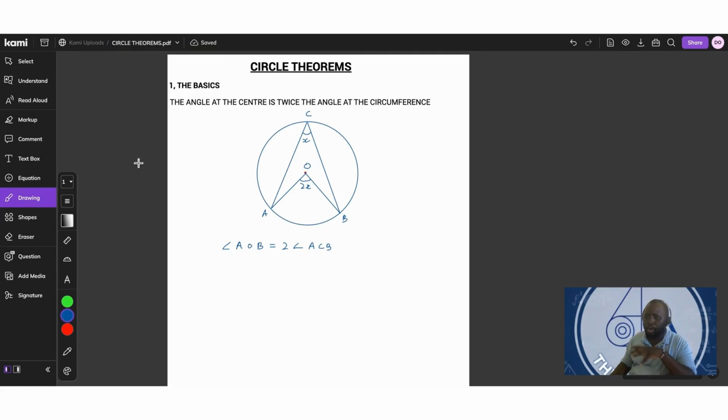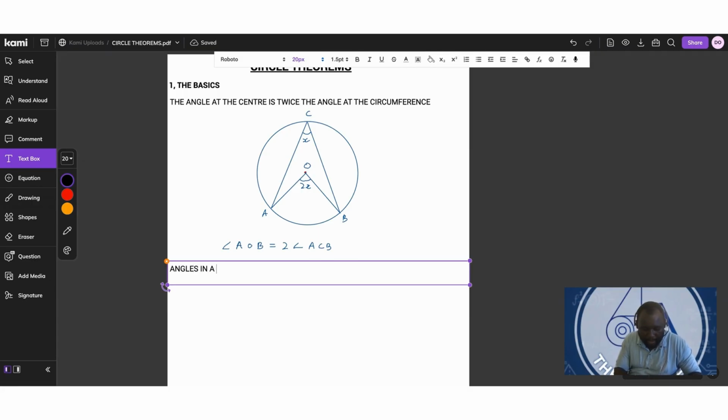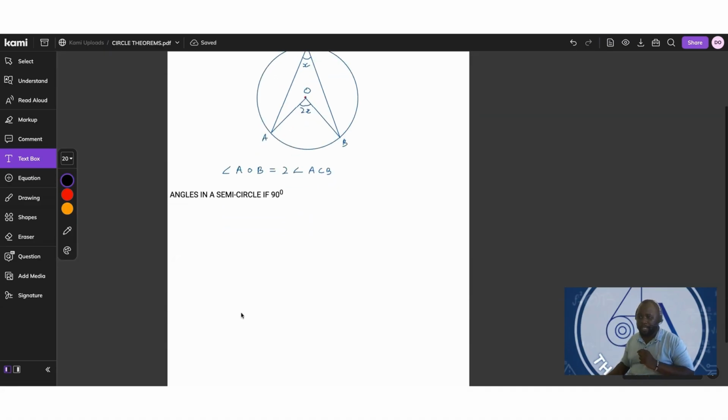The second of the basics is angles in a semicircle. Angles in a semicircle is 90 degrees. Let me place the degrees up there. So that is our second rule.